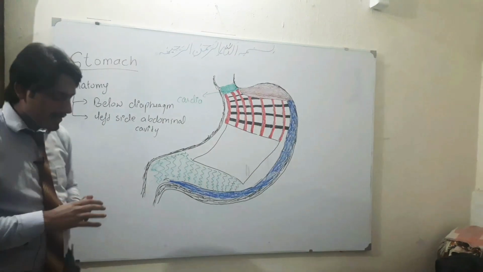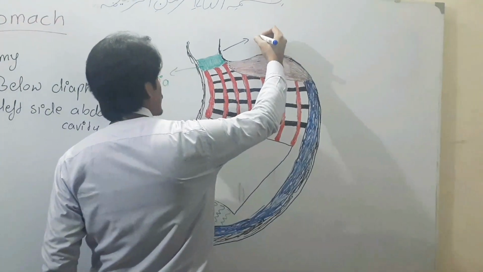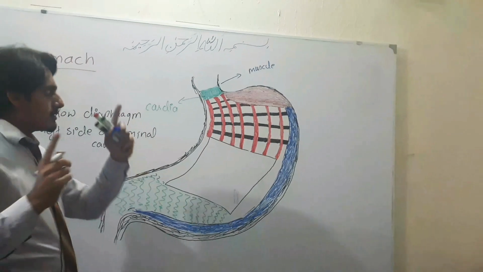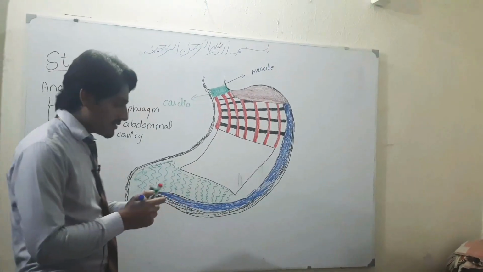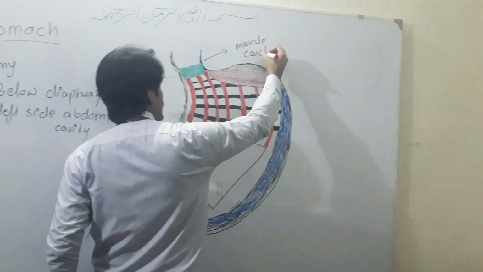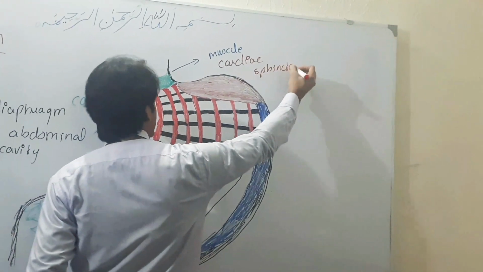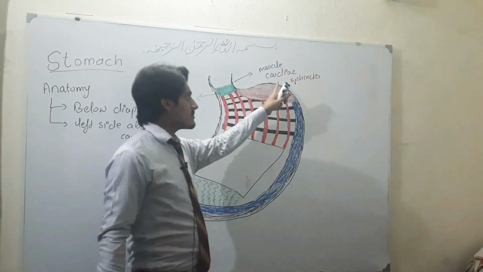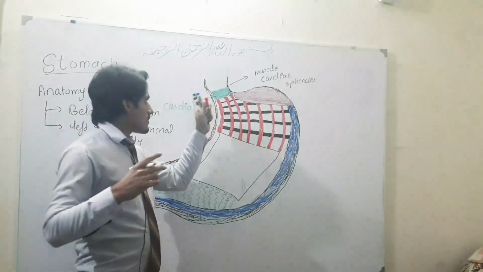Cardia has a sphincter which consists of muscles. Basically, it is a sphincter which is under the control of muscle. So this one is called the cardiac sphincter, because this sphincter is located on the portion of cardia. Therefore, this name is called cardiac sphincter because it is located inside the cardia. Clear?